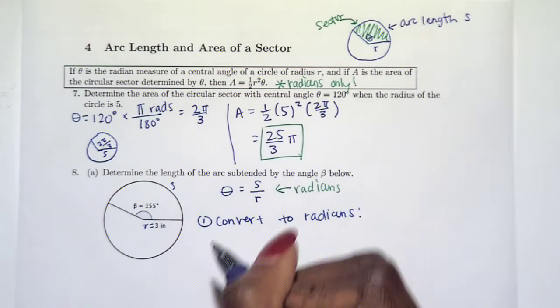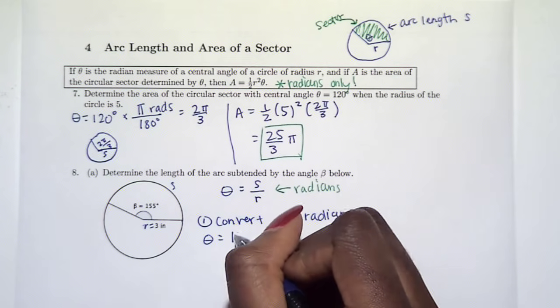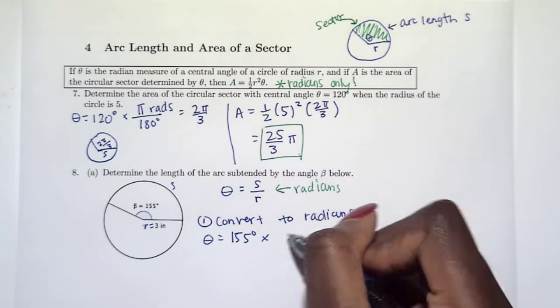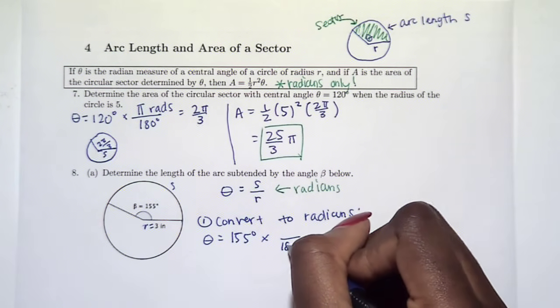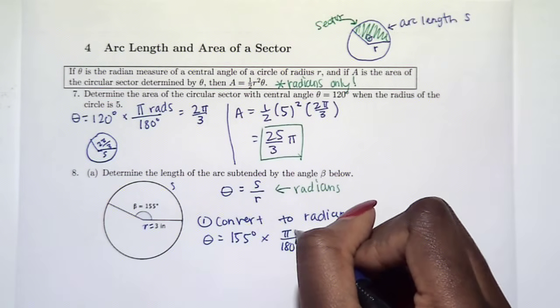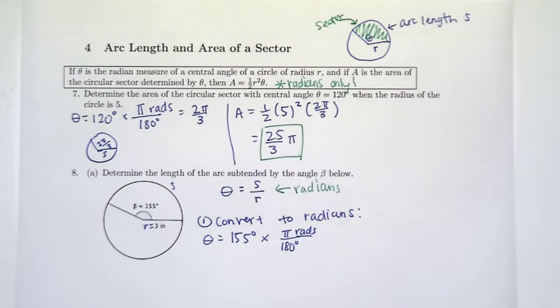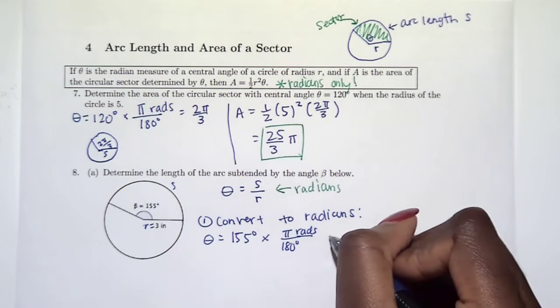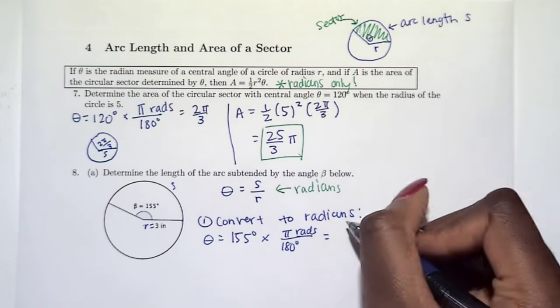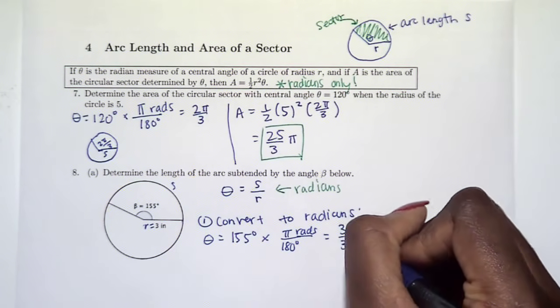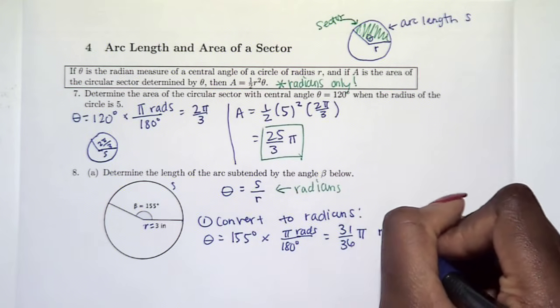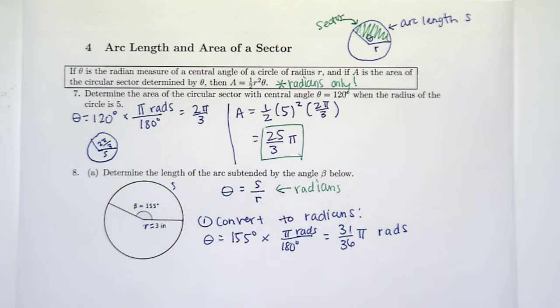All right, so our angle, we have 155 degrees. We can convert this to radians. All right, so this reduces to 31 over 36 pi radians as our angle. That was the first step.